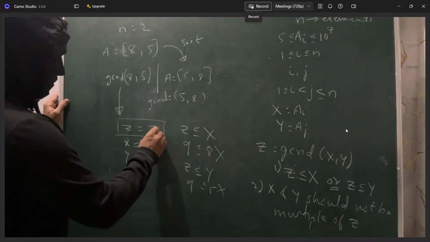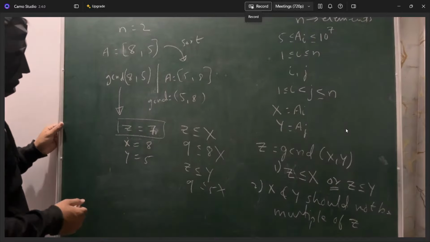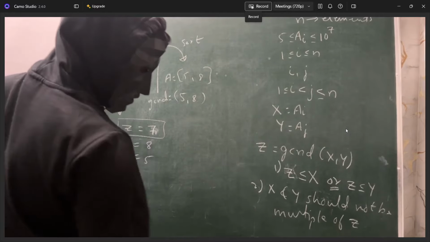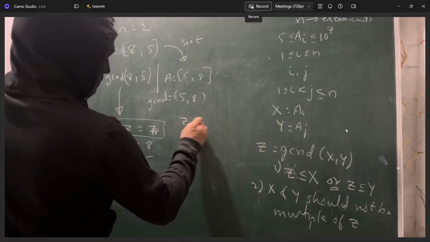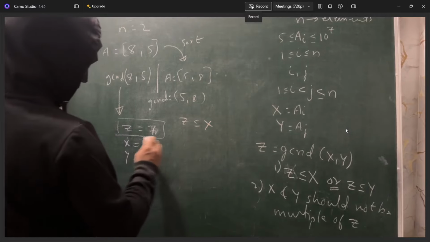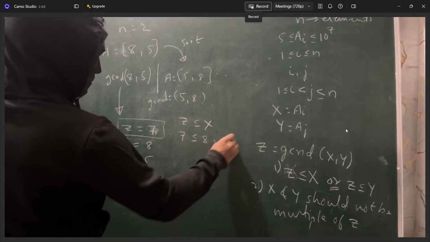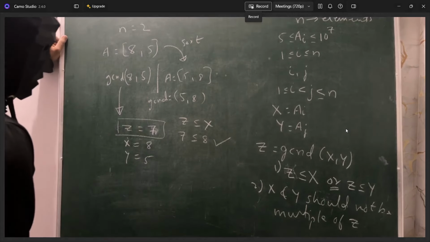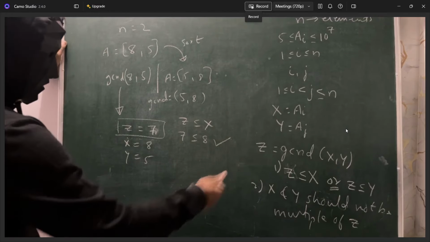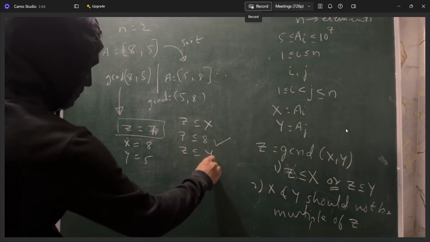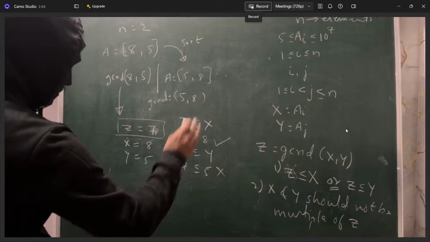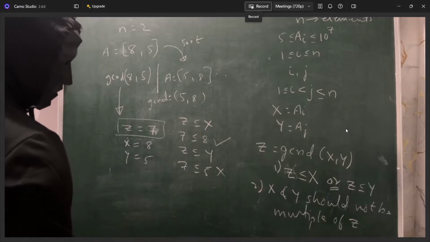Let's try to take 7. When you take 7, the first condition said z is less than or equal to 8, and z is 7, less than or equal to 8, true. Even if one is true, then it is good. So we don't need to check the second, but let's check the second also. z is 7 and y is 5 here, so it is not holding. One is true, so that's why it is true. The second condition we need to check.